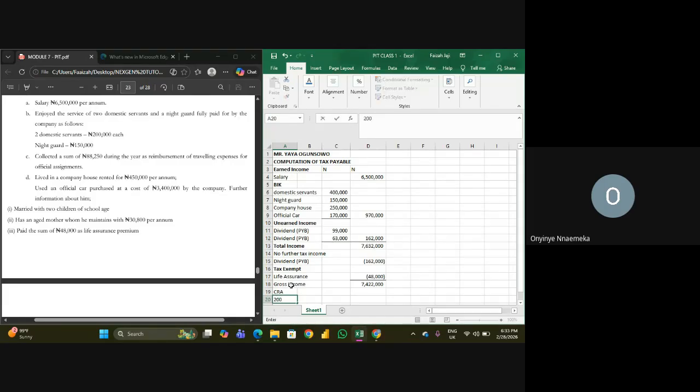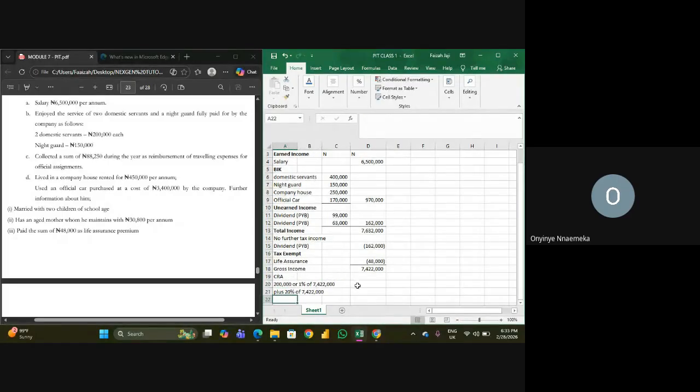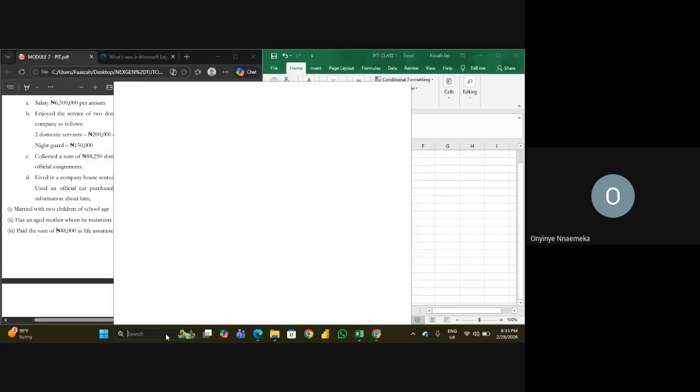200,000 or 1% of 7,422,123, plus 20% of 7,422,123. Please, I hope we get it. I intentionally wrote this out so that we'll not get confused if we are coming back to this work.